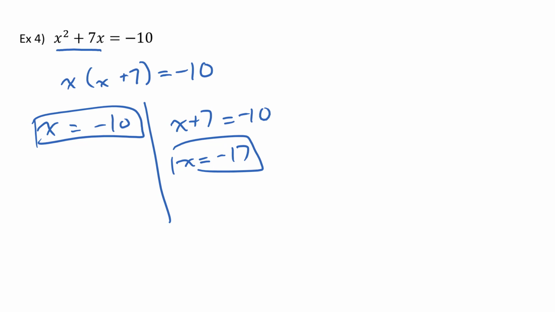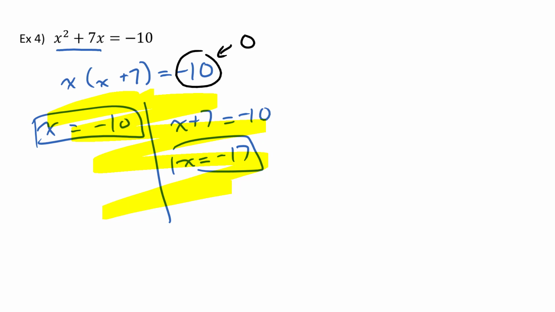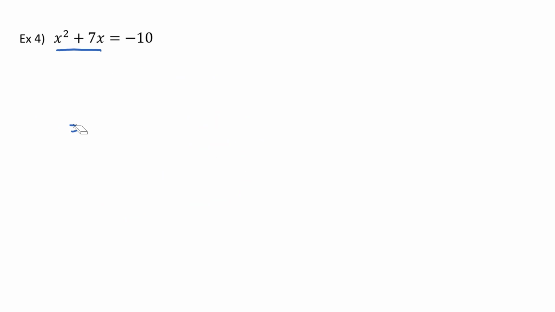We can only break this up like this if this value is equal to 0. It must be equal to 0. So we're not going to do any of that. Instead, what we're going to do is we're going to make the other side equal to 0 by rearranging the equation. x squared minus 7x, move the negative 10 to the other side, becomes positive 10, and that's equal to 0. So that's what we want to do. We want to set this side equal to 0.